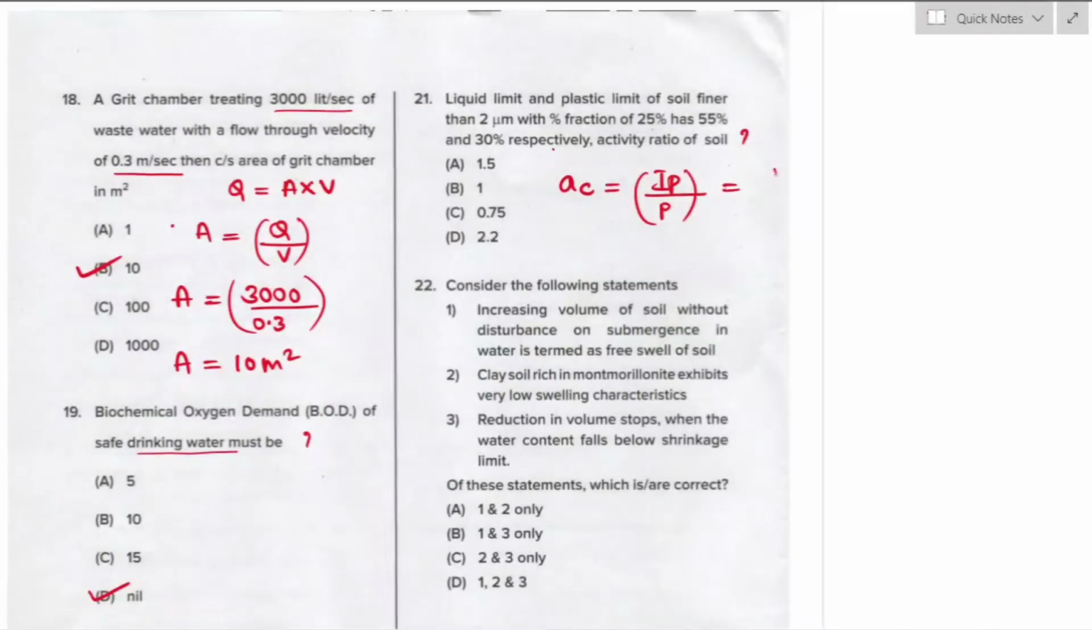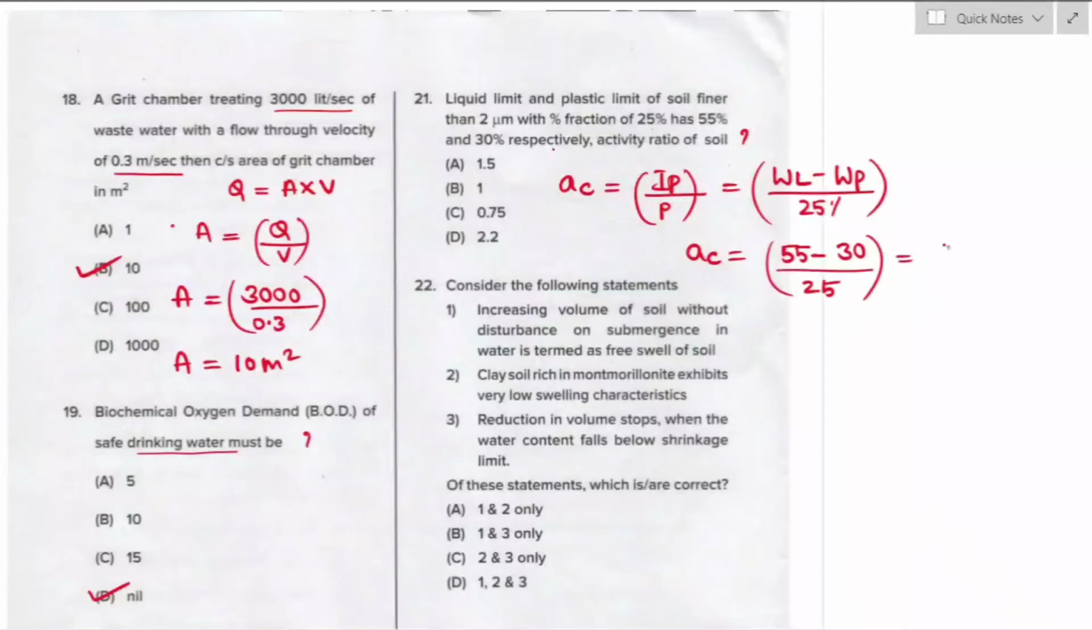So plasticity index is the difference between liquid limit minus plastic limit. So the percentage of fraction of particles is 25%. Liquid limit is given as 55%. Plastic limit is 30%, divided by 25% of particles which is finer than 2 microns. So activity ratio will be 25 divided by 25, which is equal to 1. So activity ratio will be 1. Option B is the right answer.